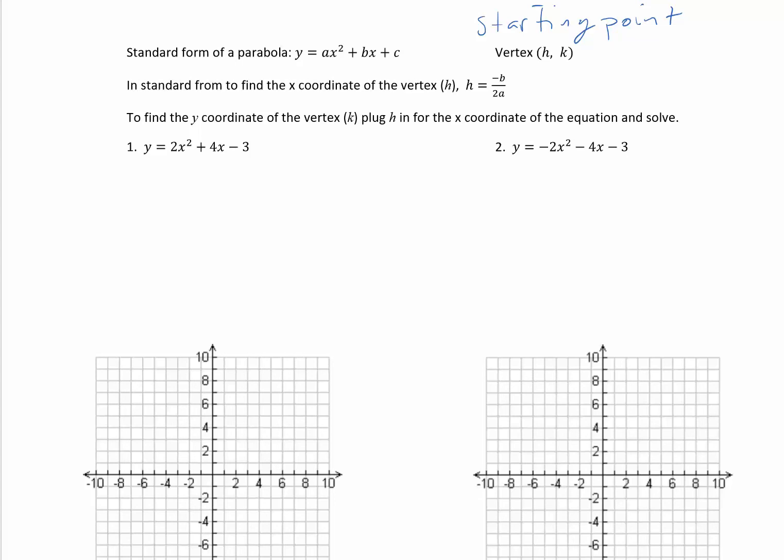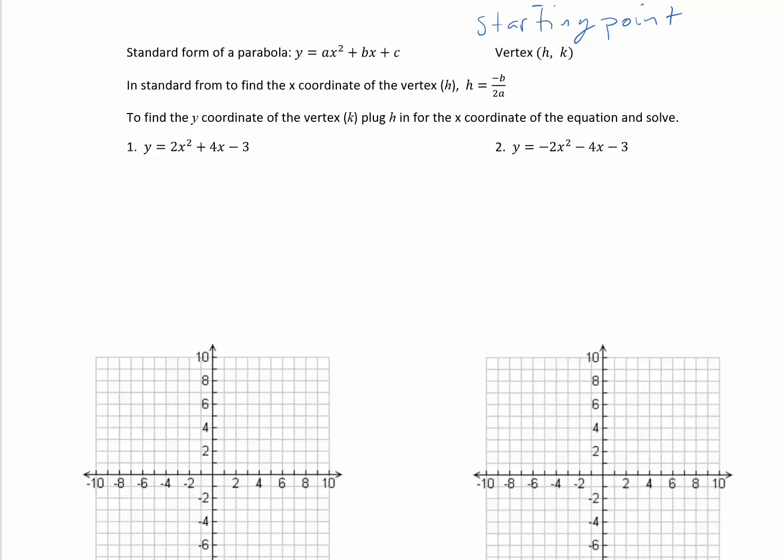So today we're going to be graphing these parabolas, given in standard form, y equals ax squared plus bx plus c. When you have an equation in standard form like this, the first thing you need to do is start by finding the vertex. Remember, the vertex is your starting point of your parabola.